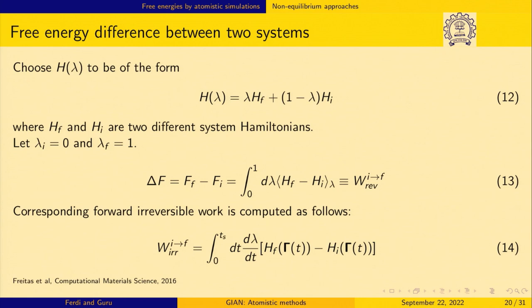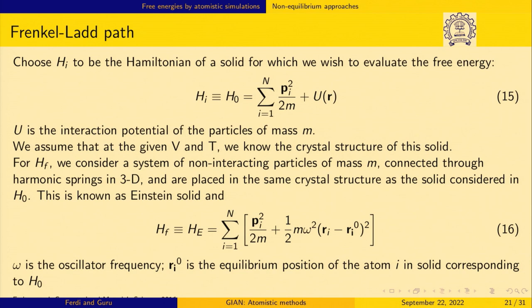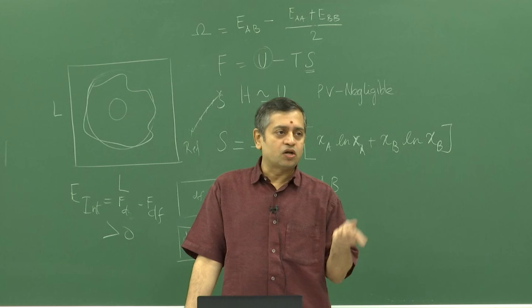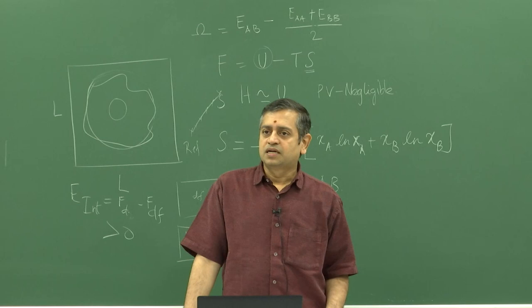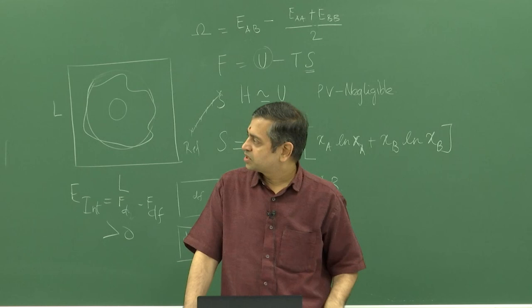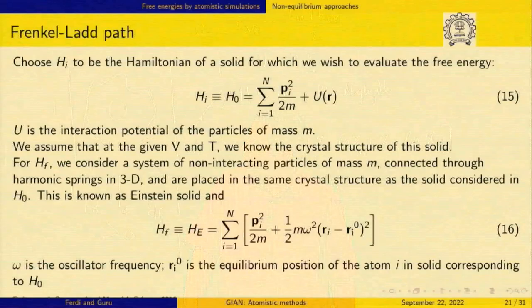Now, one of the paths over which you can do non-equilibrium integration to get the free energy is known as the Frenkel-Ladd path. I am introducing this because I also want to introduce another method called reverse scaling. And Frenkel-Ladd is based on whatever we have discussed so far. So you can see the formulation will be the same, except that now we have put the actual Hamiltonian that we are interested in, what Ferdi wrote this morning, p squared by 2m plus u of r.